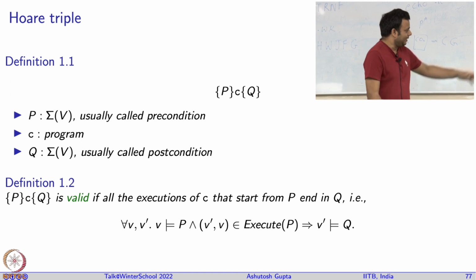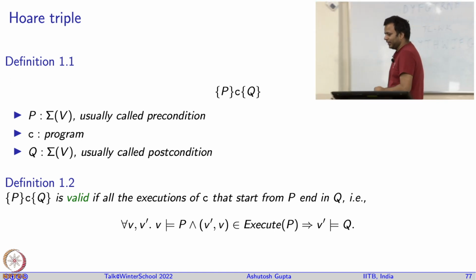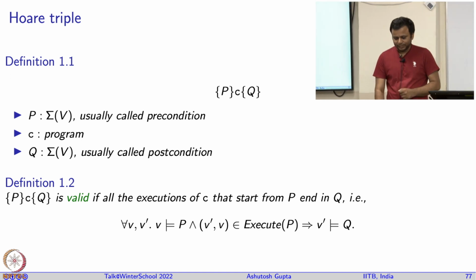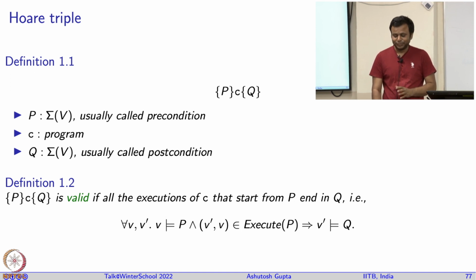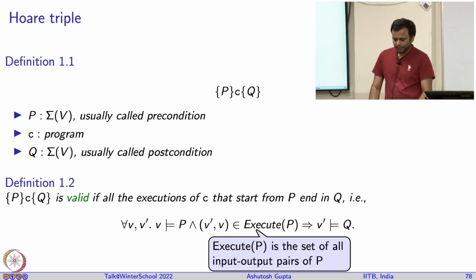That's the statement. Logically, I am also saying the same thing: if the start of the program is V, and you satisfy this kind of initial condition, then if you execute the program P, you start from V, you land up at V prime, then V prime is in Q. So this is just a mathematical way of saying the same thing.